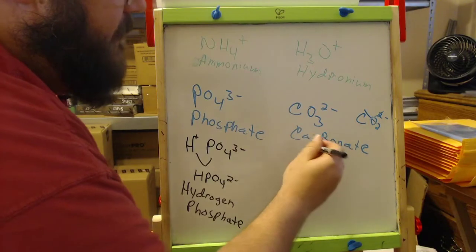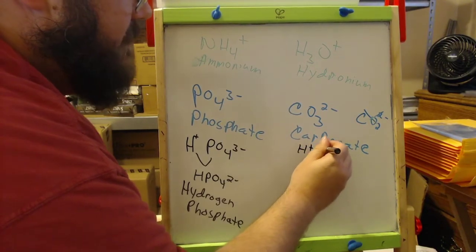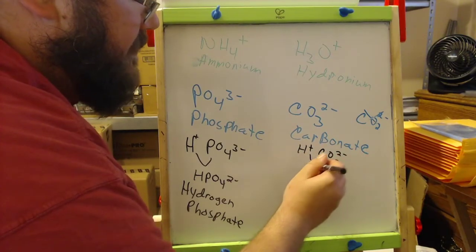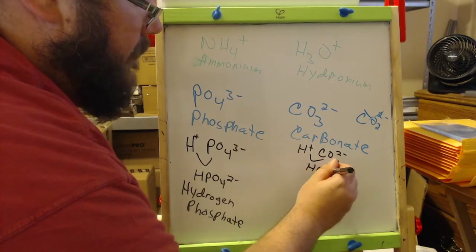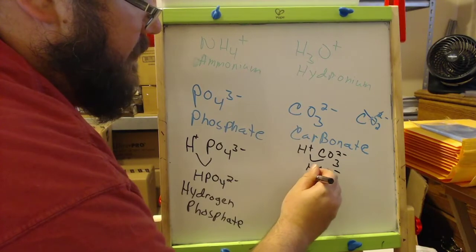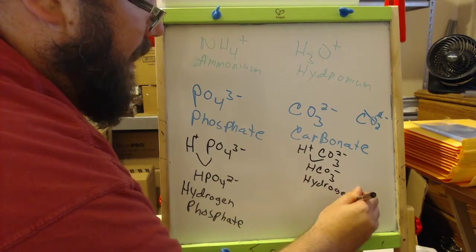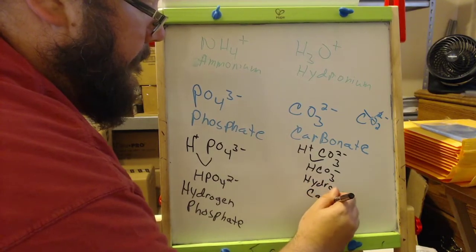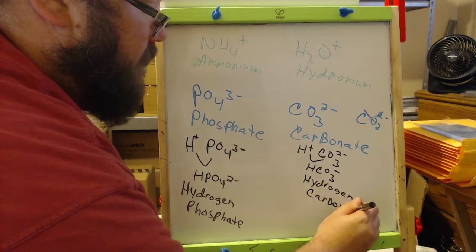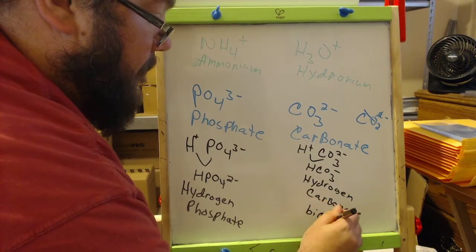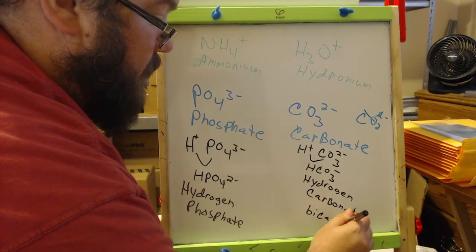This is carbonate. We're going to take an H plus with a CO3 2 minus. Put them together, a plus and a 2 minus leaves me a minus 1. HCO3 minus is hydrogen carbonate. And you might see it written as the generic term bicarbonate.